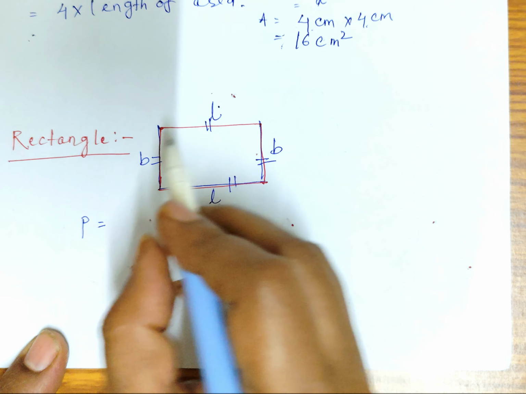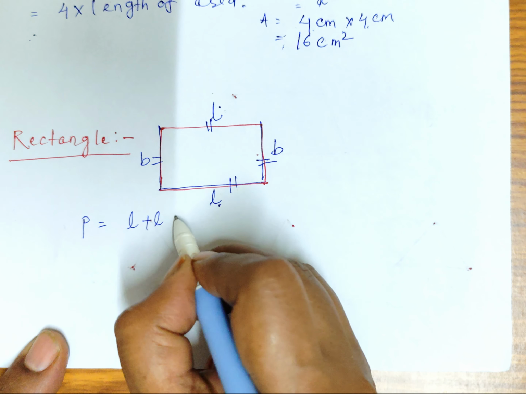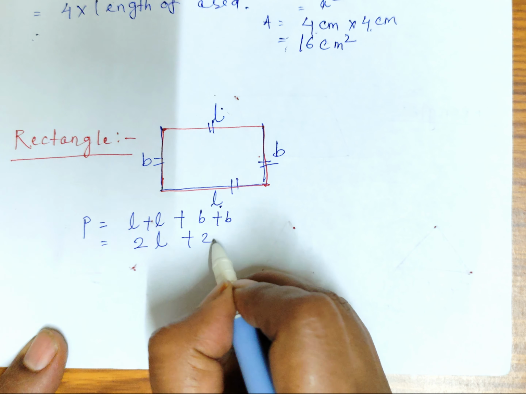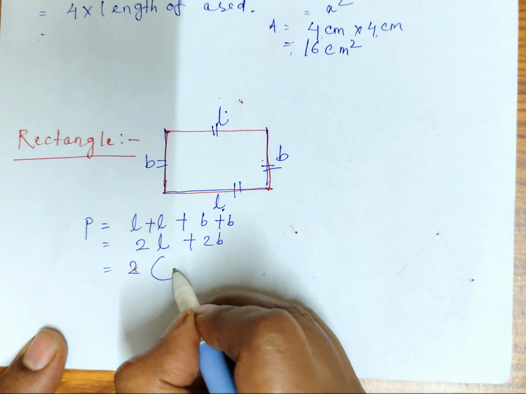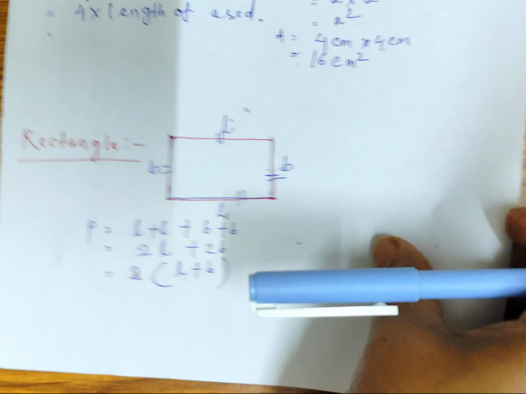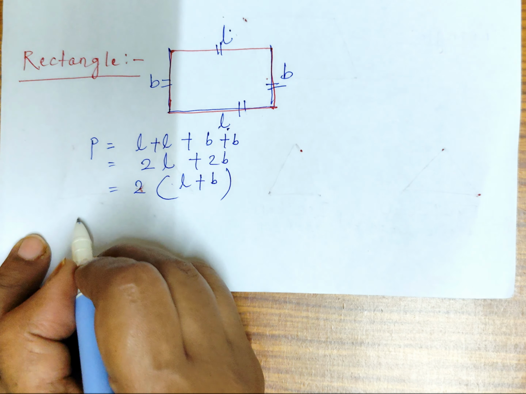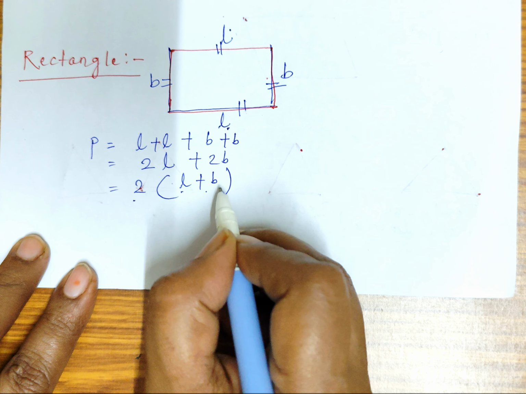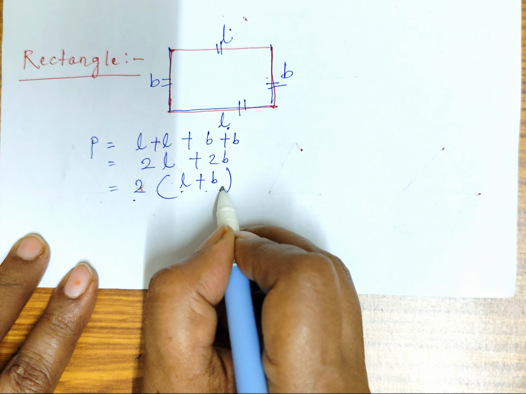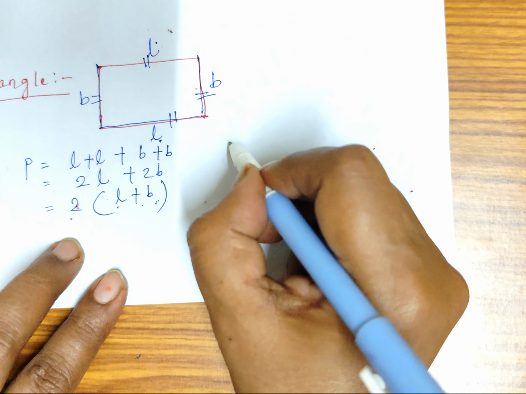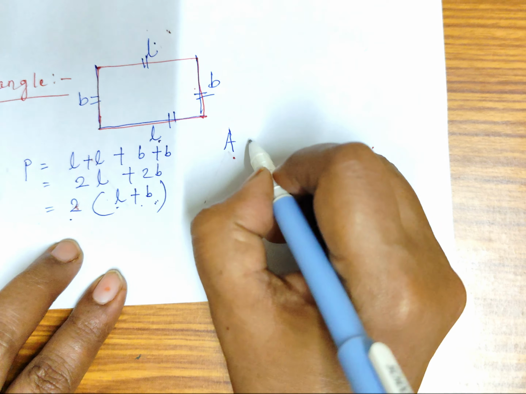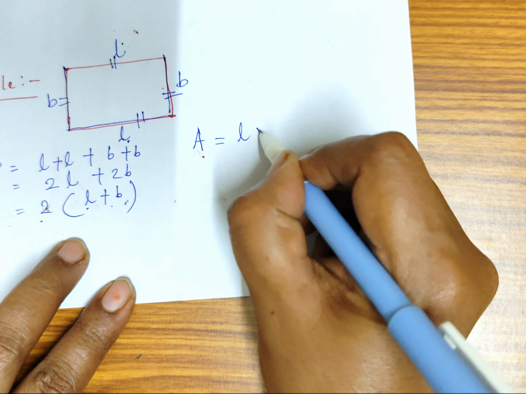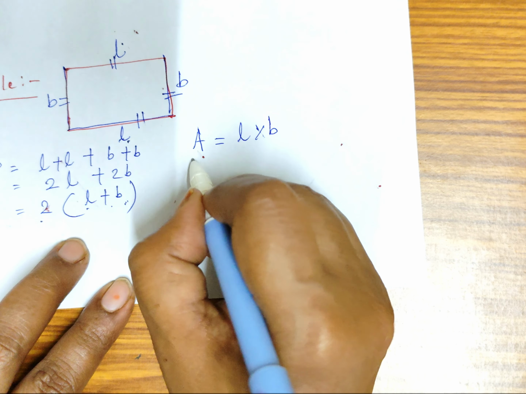Perimeter is nothing but the boundary distance. So find out L plus B plus L plus B. Right. So it will be 2L plus 2B. Take 2 as common. 2 into L plus B. Right. So our perimeter is nothing but 2 times length plus your base or breadth. Right. Next, area. Area will be length into breadth, L into B. This is the formula of area.